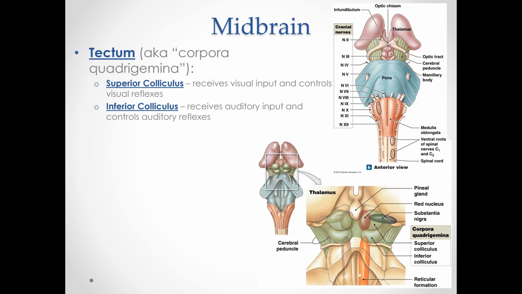Now notice these are not your main visual and auditory centers. Those are up in the cerebrum. These are for visual and auditory reflexes only. So at the midbrain level, we're only talking about reflexes.